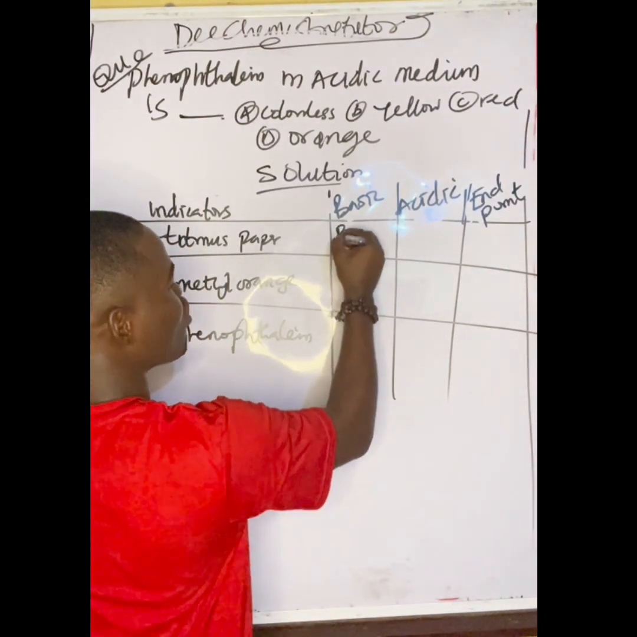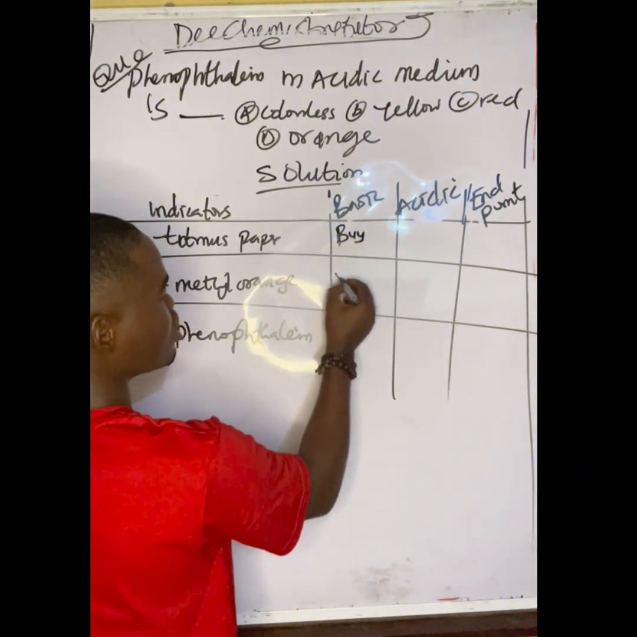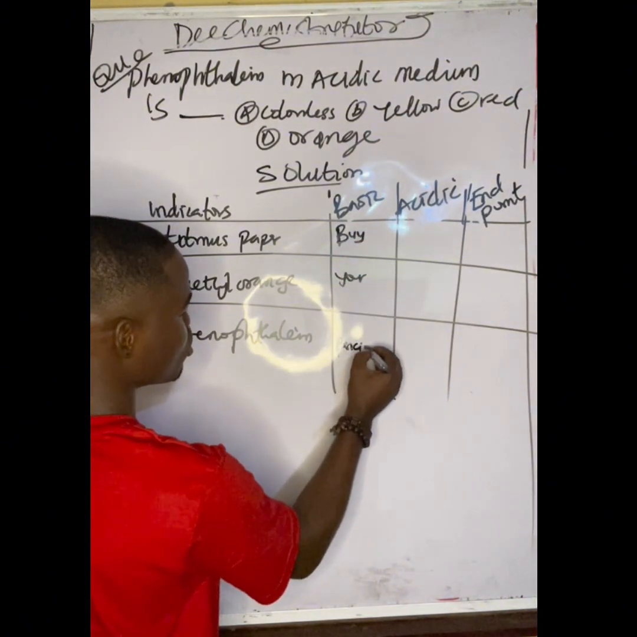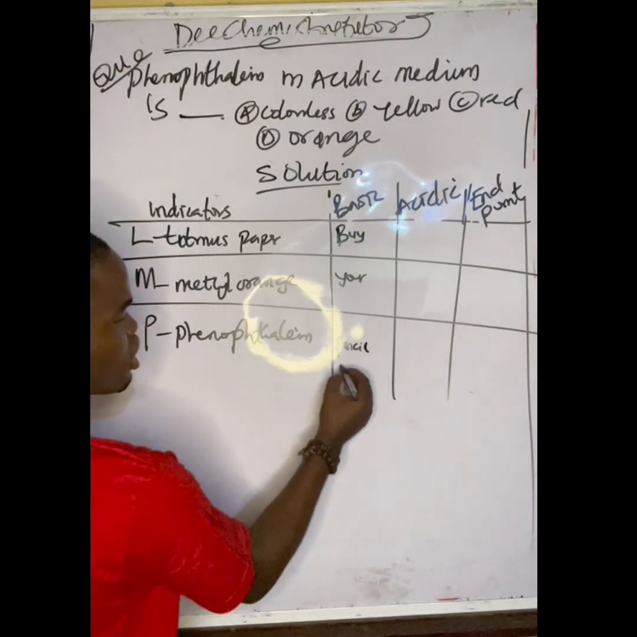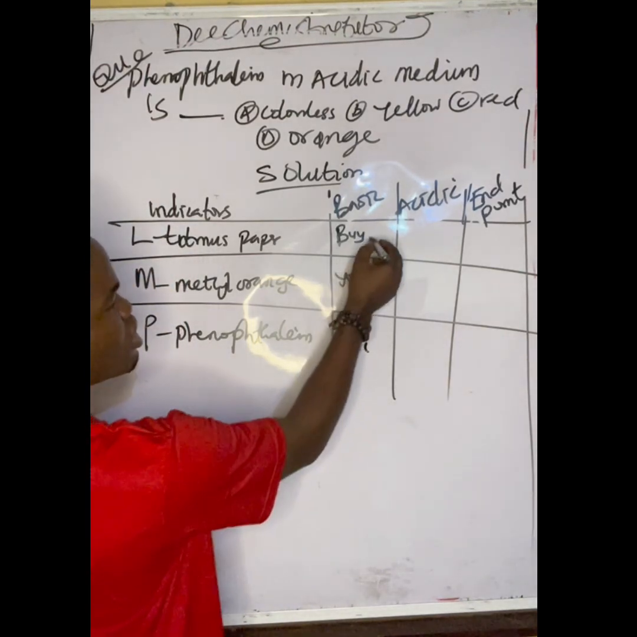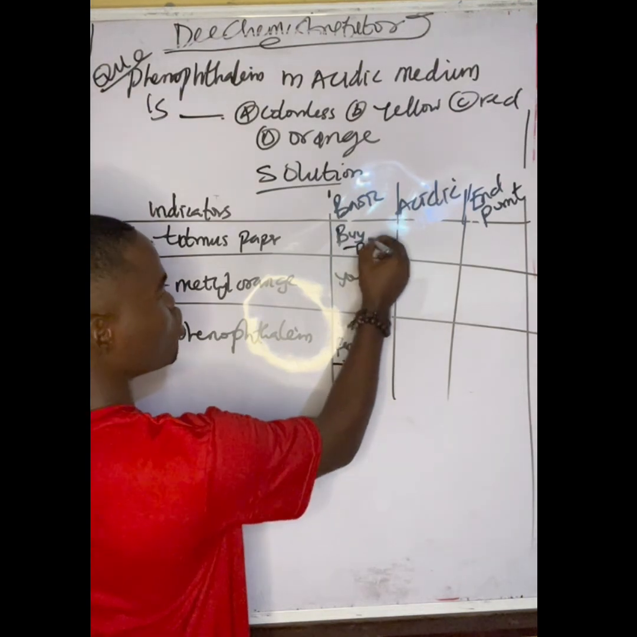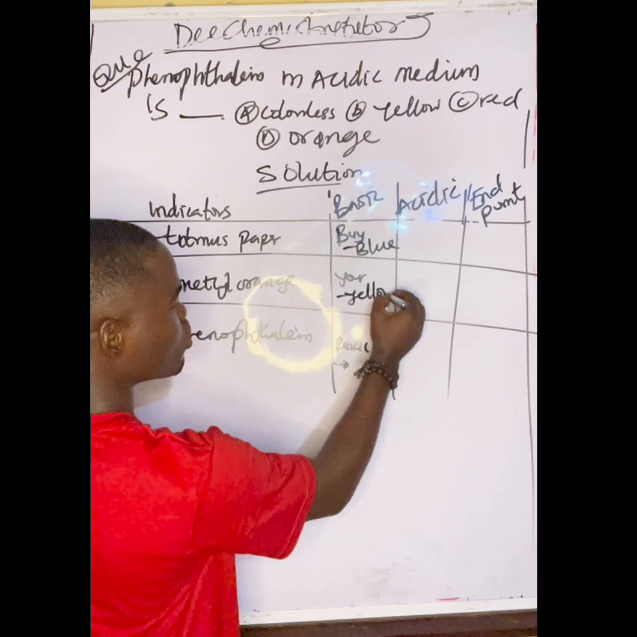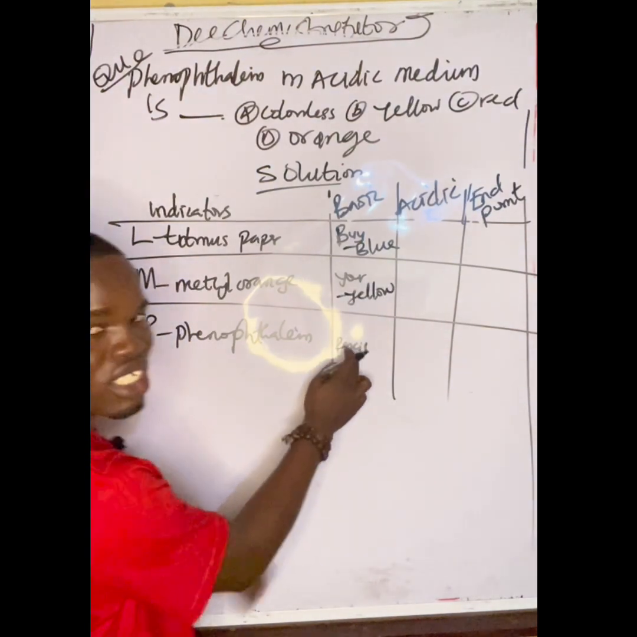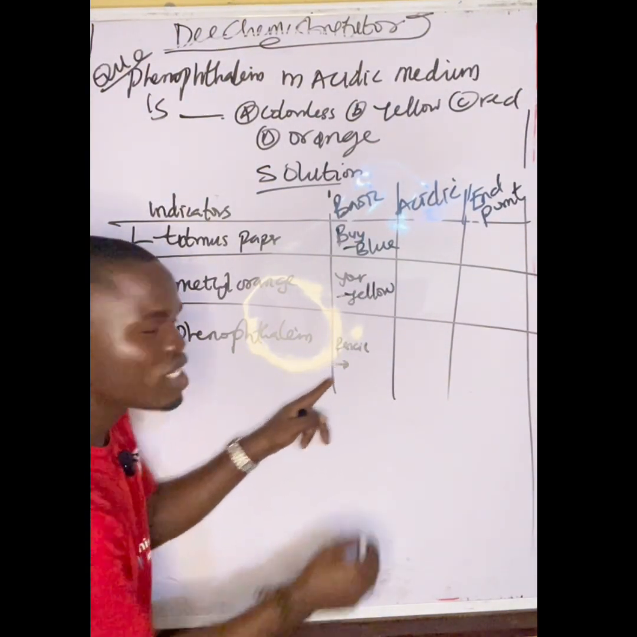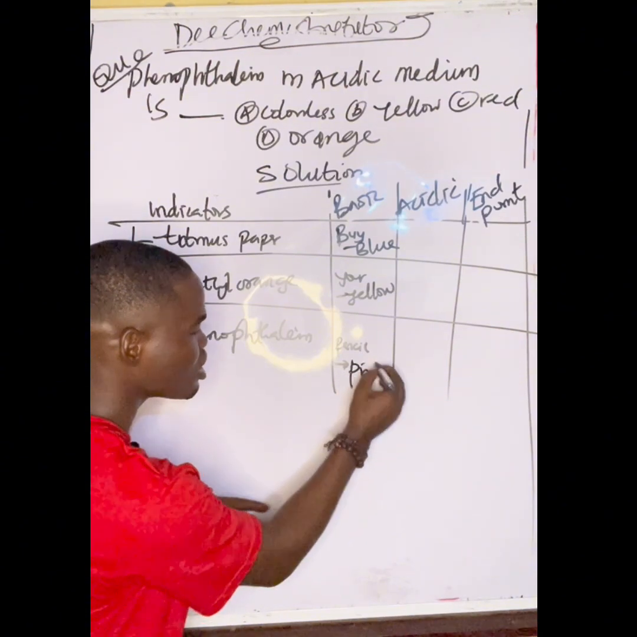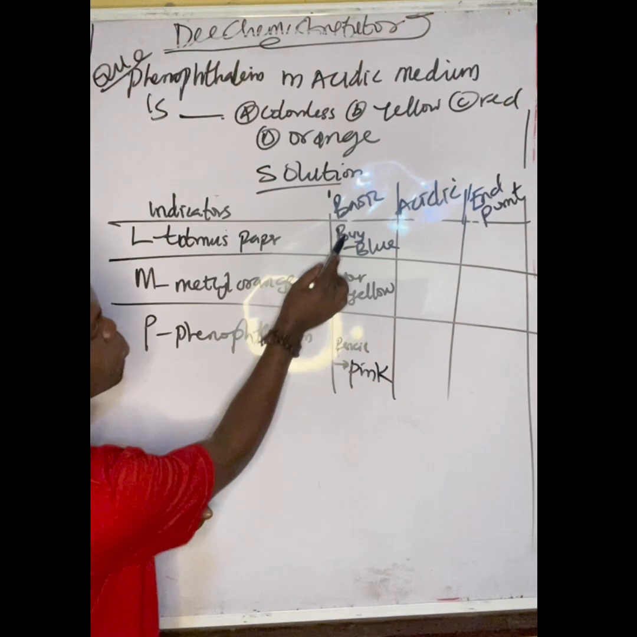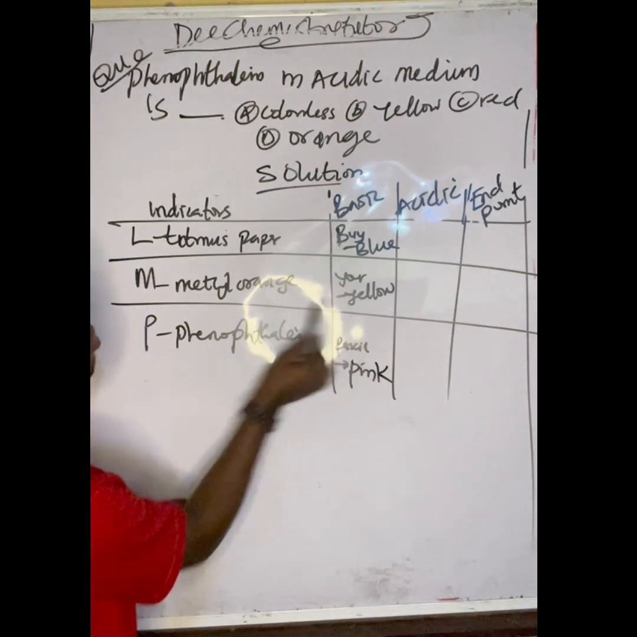And that blue stands for "buy your pencil". You will see it now. So this B here means blue. This Y here means yellow. Then this P here is not purple, it is pink. Take note of that. So LMP, "buy your pencil". So Y means yellow, abi?